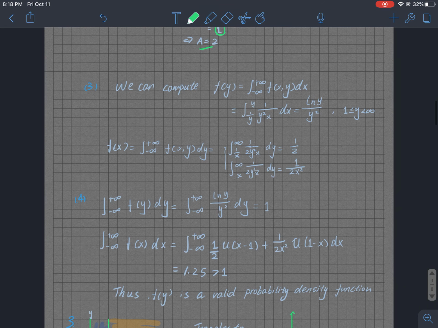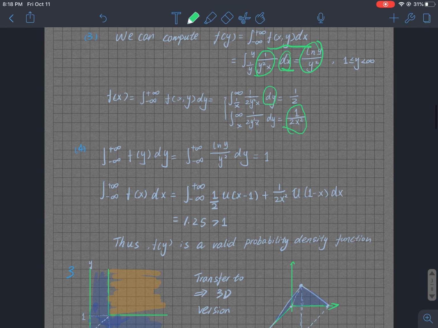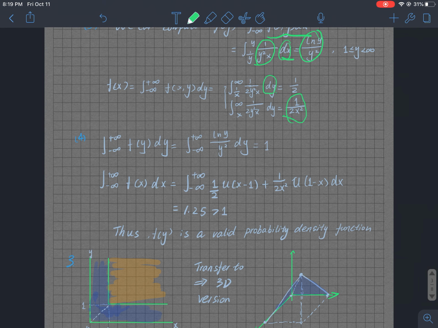After getting that, we can just integrate f(x,y) with dx. Then we can get the result for y. After that, we use the same idea, integrate over y, then we can get the result for x. So basically, that's it. And we need to calculate this, as we said, to verify the density.